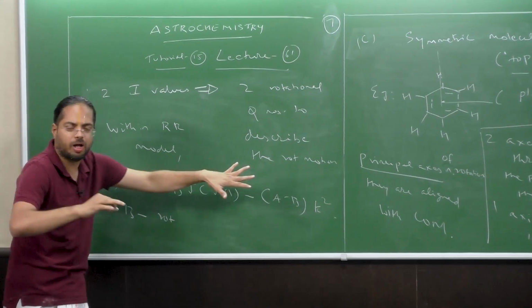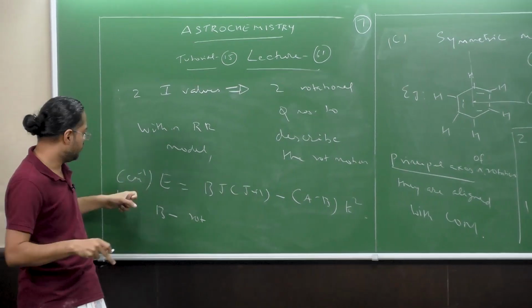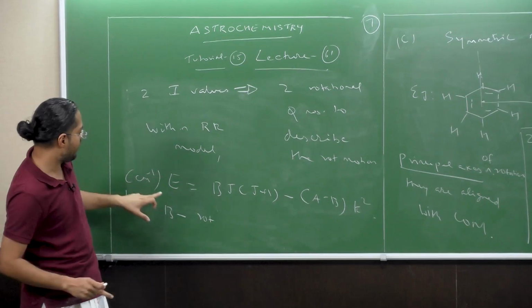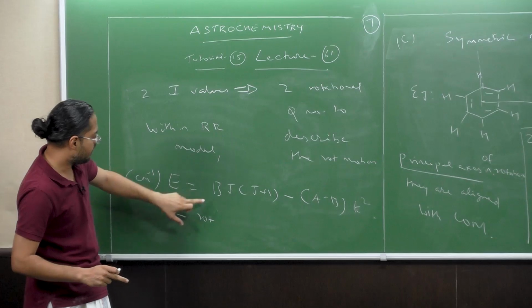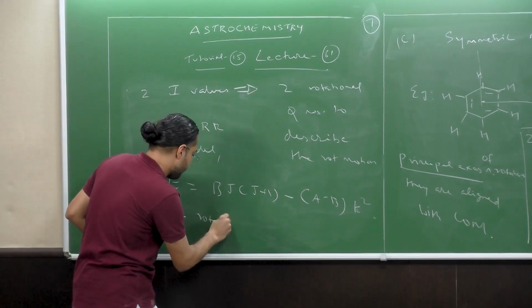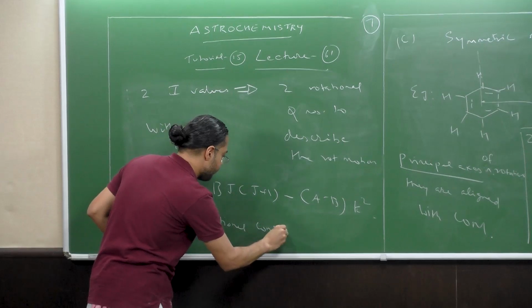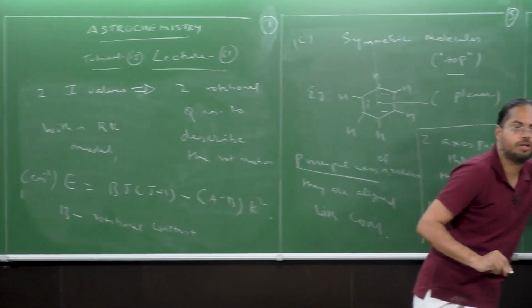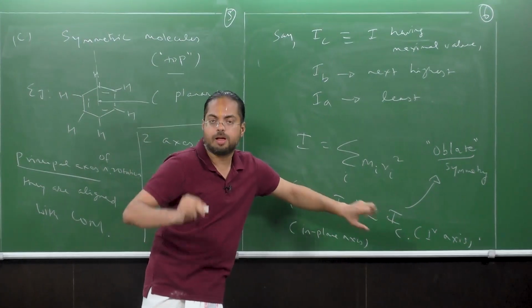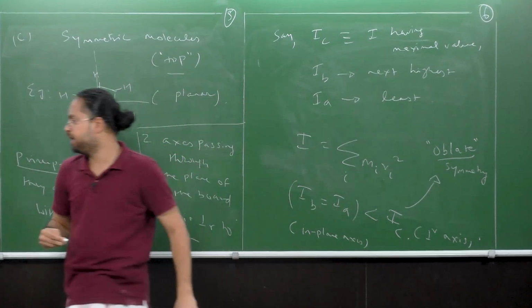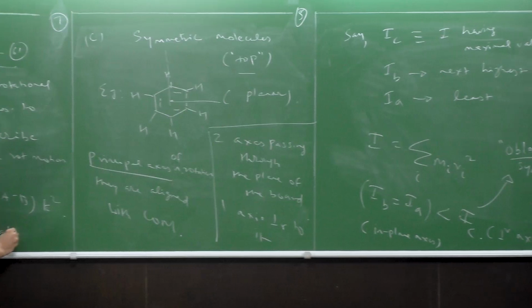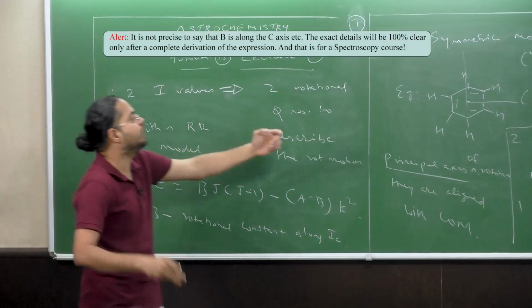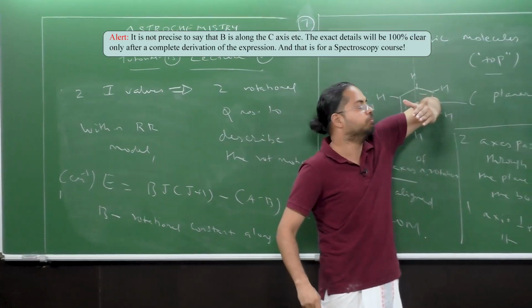Always important, I can use whatever units for energy I want, so I'm expressing it in terms of centimeter inverse. So my B is the rotational constant along the unique axis. The unique axis is the one which has the one value which is not equal. So rotational constant along IC, which is the unique axis. In this particular case, that's going to be the one perpendicular to the plane of the molecule.